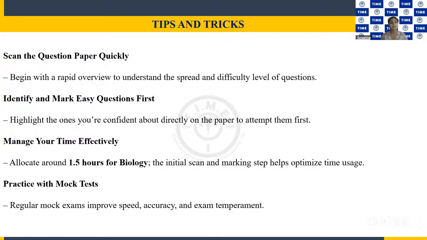Next is practicing mock tests. Okay, mock tests are very important. Do as many mock tests as you can before you go for the exam. So what is the advantage of doing these mock tests? It can actually improve the speed, accuracy, exam temperament, everything.